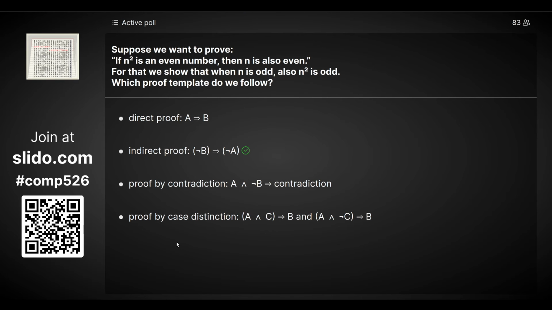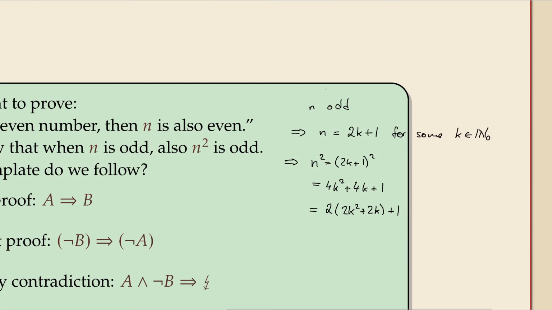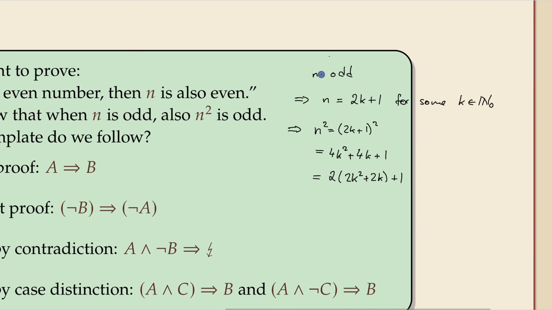So it's an indirect proof if we do this. Come back to it. I thought it's helpful to actually do the full proof, just to show you a quick example. So it's not a super important statement for algorithms, but well. If n is odd, that means we can write n as 2 times k plus 1 for some natural number k. That's the definition of odd at the end of the day, depending how you formulate it. So this N0 is just the natural numbers 0, 1, 2, and so on.